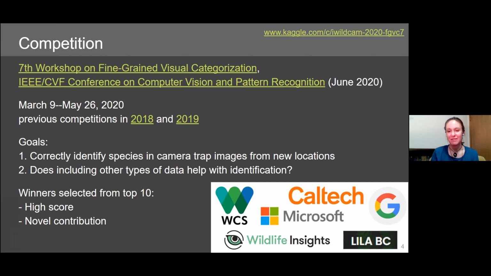The organizers of the workshop were from Caltech and Microsoft AI for Earth. The data was from Wildlife Conservation Society, which is a worldwide conservation society. I guess that's kind of obvious.